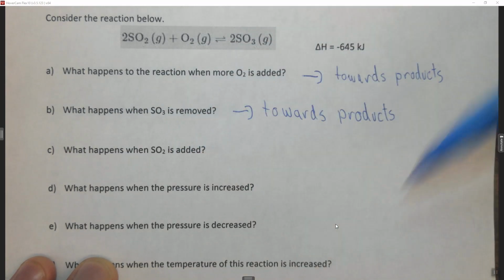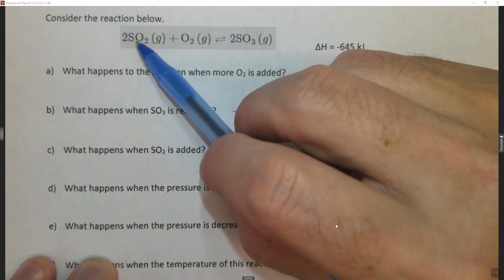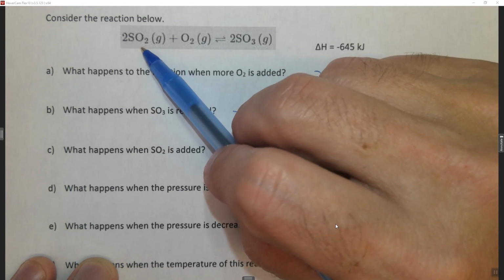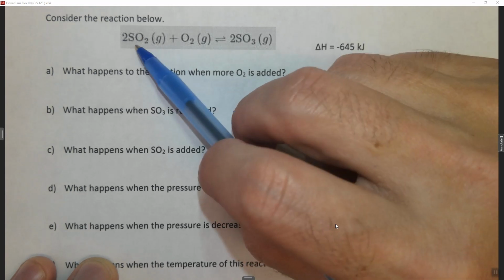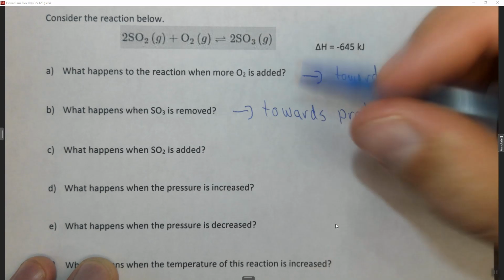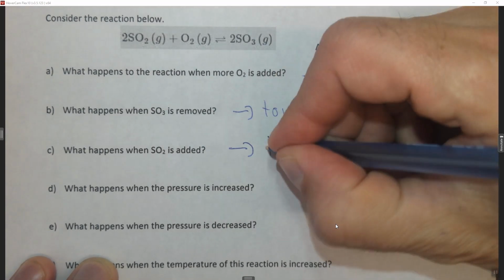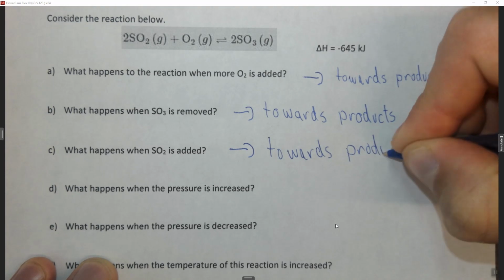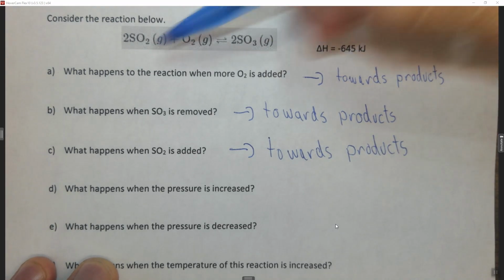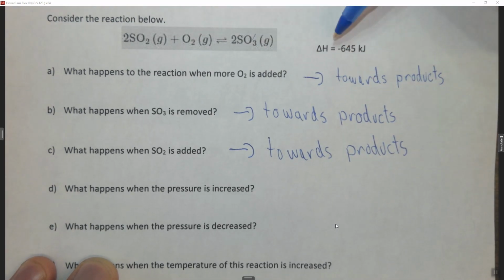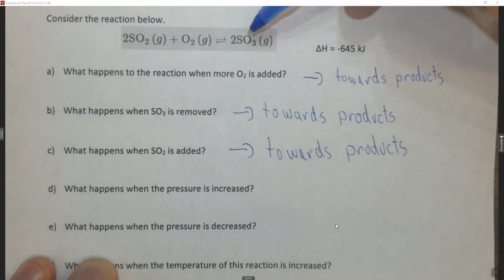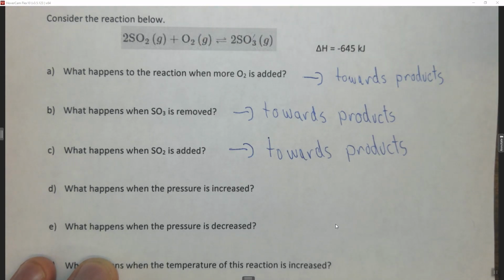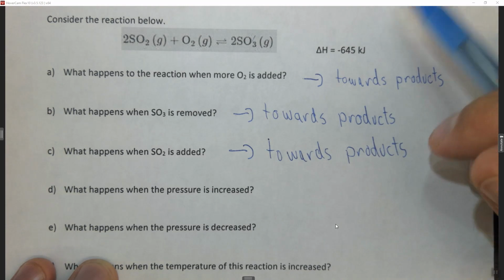When SO2 is added, so if we add SO2, the reaction says, hey, there's too much SO2. What can the reaction do? Well, the reaction can get rid of SO2 by turning it into SO3. And again, it shifts towards the products. Okay, so if you add a reactant or remove a product, the reaction will shift towards the products. If you add a product or remove a reactant, the reaction will shift towards the reactants. These just happen to be all in the same direction.